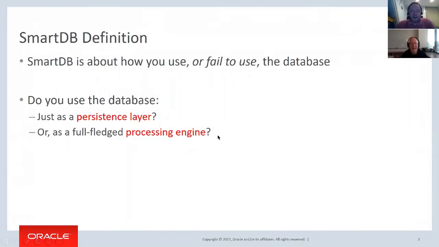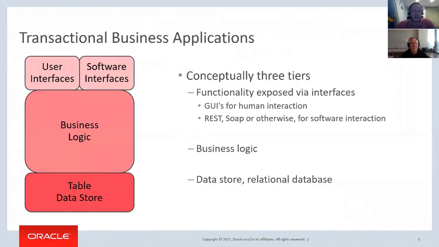Now, before I do that, I always spend 2 slides for any potential newcomers on what we mean by SmartDB. This is my really 2-slide short definition of it. SmartDB is how you use or fail to use the database. Do you use the database just as a persistence layer or as a full-fledged processing engine? SmartDB is, of course, about the latter, using the database as a processing engine. We talk about transactional business applications within the SmartDB arena.